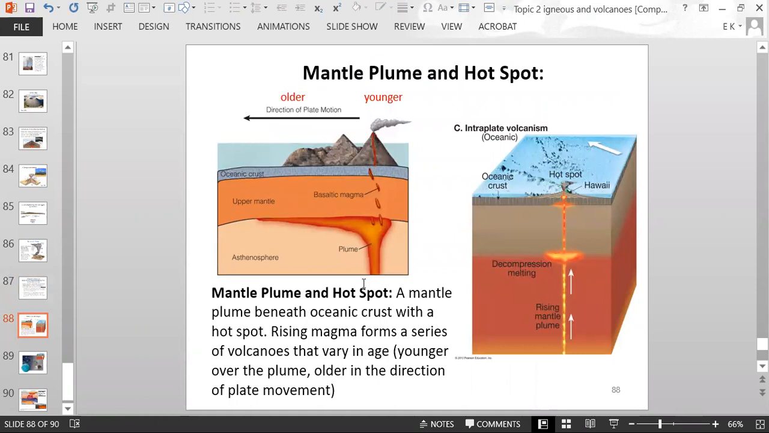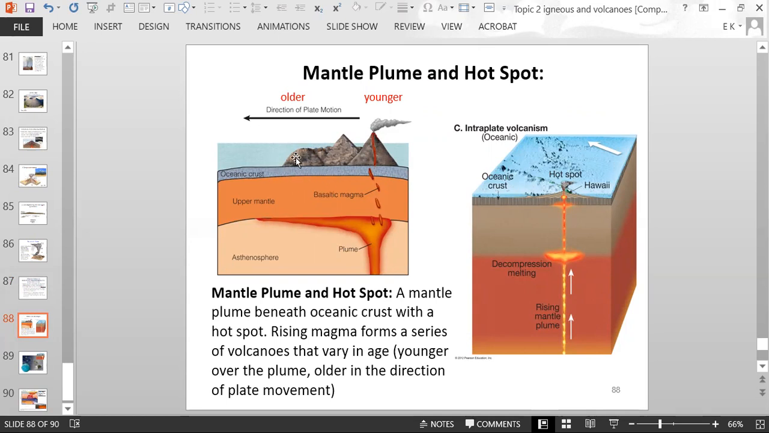So here's what a hotspot would look like. Here you have a plume, which is just a blob of magma that's rising upward. And here is the ocean crust, and some of those blobs of magma are rising up through the ocean crust, and they lead to the formation of a volcano. But the ocean crust is still going to be moving in this direction in this example, because tectonic plates move around the earth. So this plate is moving to the left.